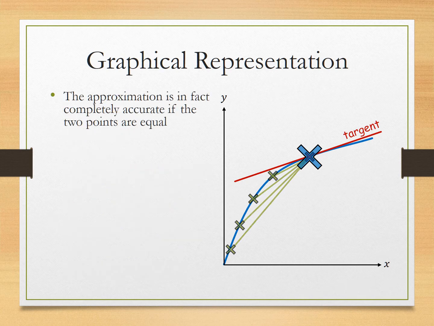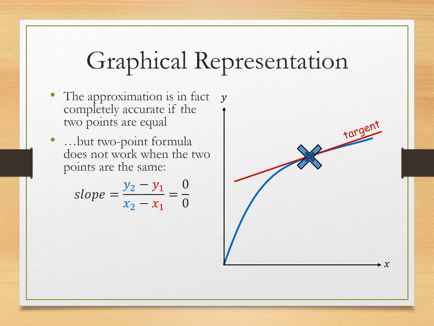That's a good idea, except you can't use the 2-point formula if the 2 points are actually identical, right? The 2-point formula works as y2 minus y1 over x2 minus x1. If the 2 points are identical, then you have 0 divided by 0, which is undefined. Any number divided by 0 is undefined. So it doesn't work. So now what?